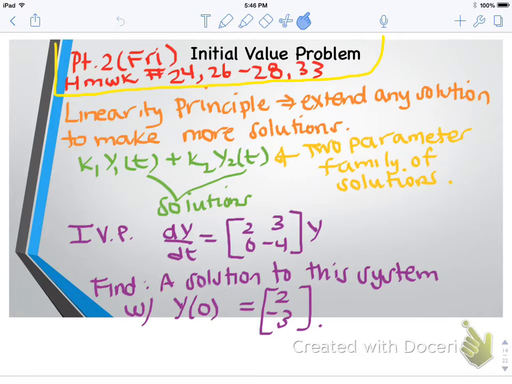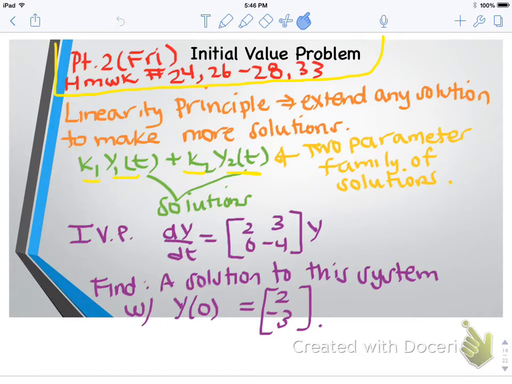All right, so we talked about the linearity principle in the first video, so I won't go back over that, but just keep in mind we can extend it to any solution to make more solutions. Once we know two solutions of our system, call them y1 and y2, then we can create a linear combination by adding constants k1 and k2. Notice k1 and k2 are our parameters, correct? So we call this a two parameter family of solutions, okay?